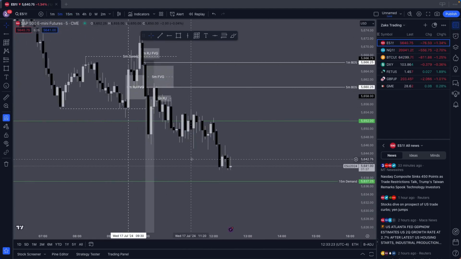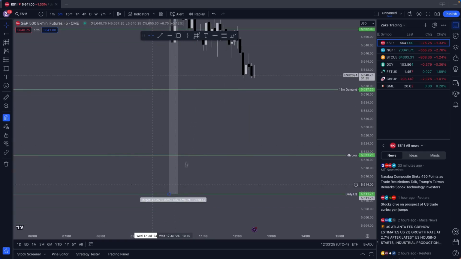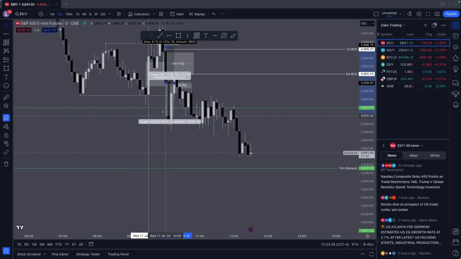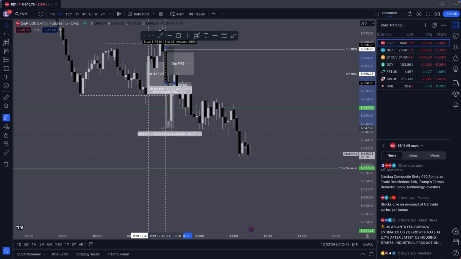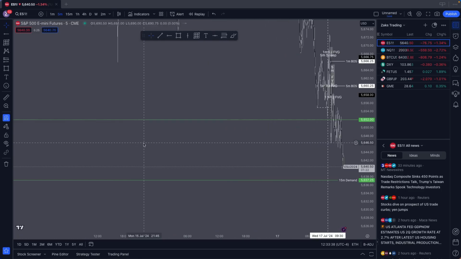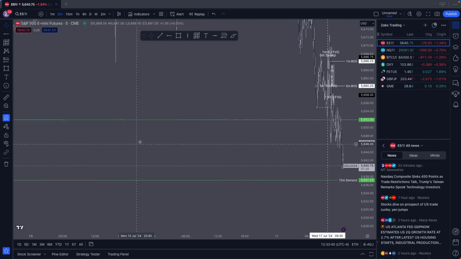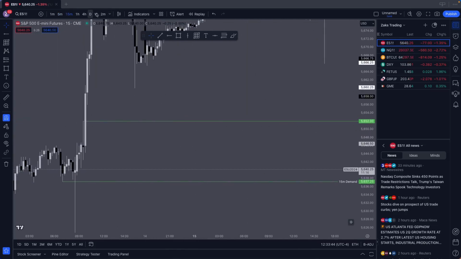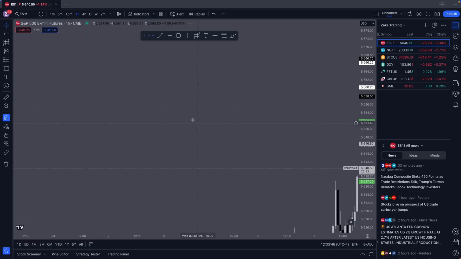Should be a 1 to 1.3. I think it was 1 to 1.3, so it was literally there. So where would that take profit be? Might have been on a higher time frame fair value gap. Hourly fair value gap, was it?